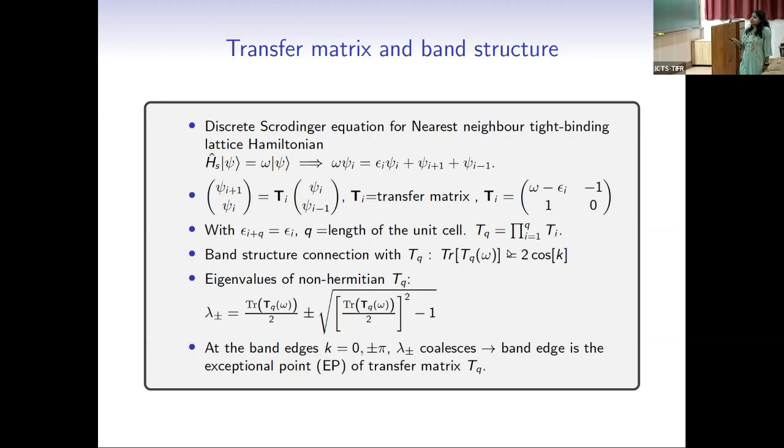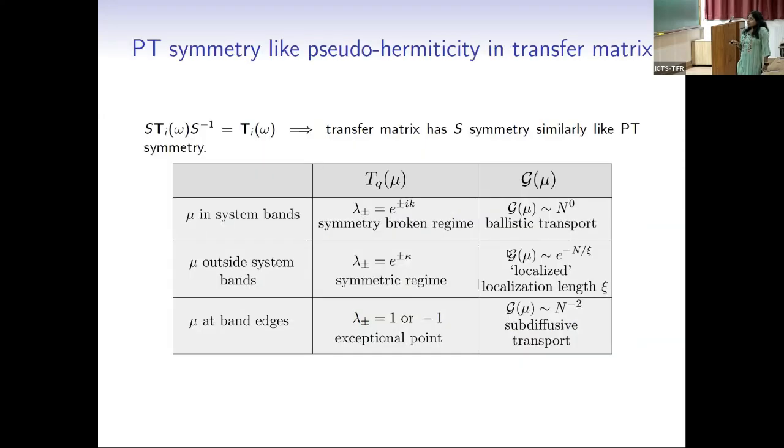And so if you have a Q periodicity, there are Q number of bands and 2Q number of band edges, and at all the band edges, we can see the exceptional point of the transfer matrix. Not only that, the transfer matrix has a PT-symmetry-like symmetry, so it commutes with the symmetry operator. In that case, the transfer matrix has only real eigenvalues or eigenvalues in complex conjugate pairs.